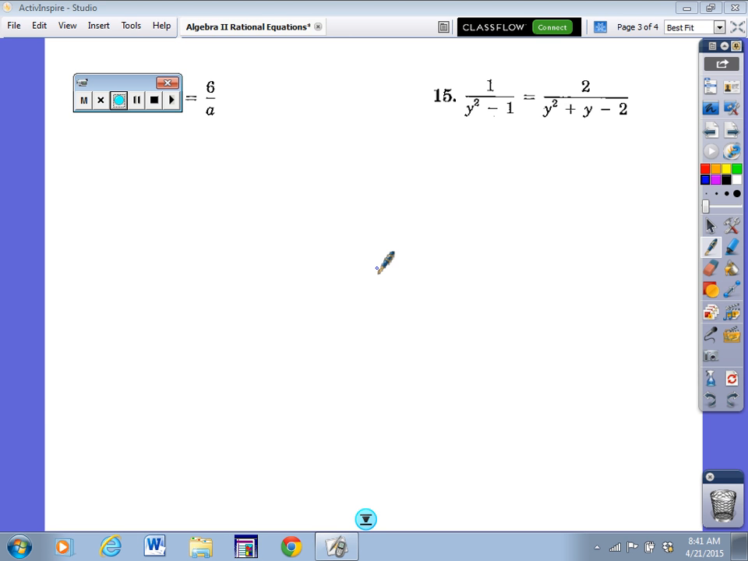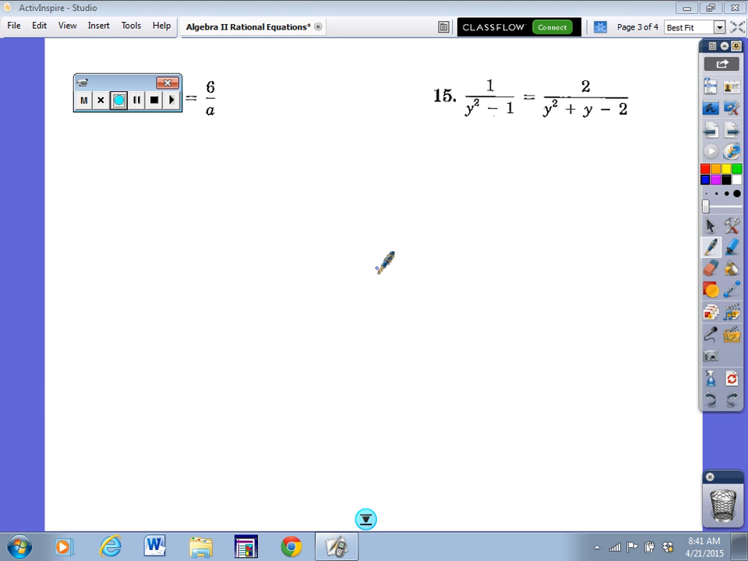So if we want to solve this, 1 over y squared minus 1 equals 2 over y squared plus y minus 2, if you just looked at those as the rational expressions on each side that we have been working with, you could treat them the same way. Those skills just get extended to solving for y in this case. You have to write out your restrictions just like before, but we're going to start it the same way that we have in the past.